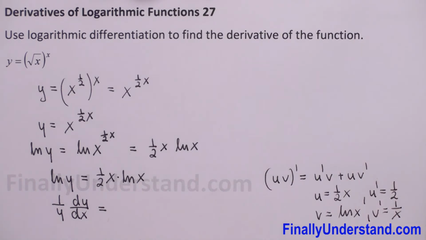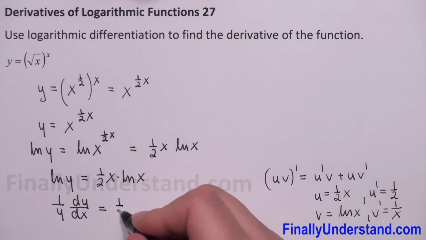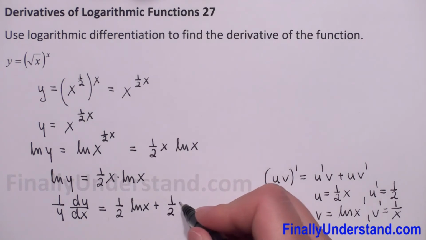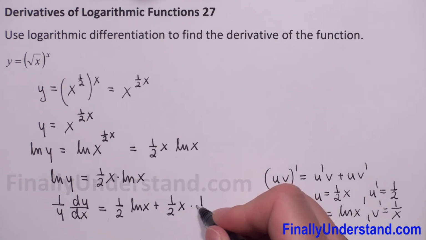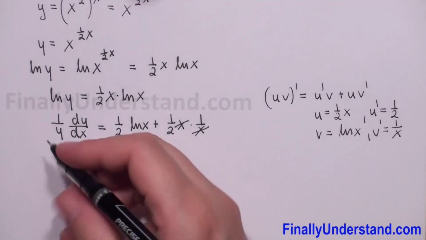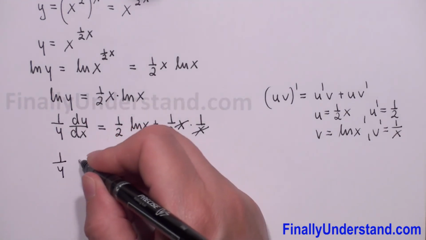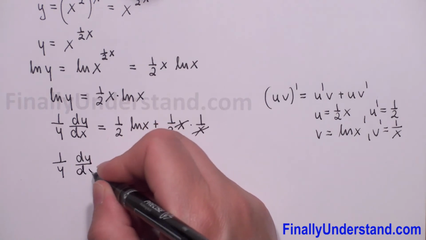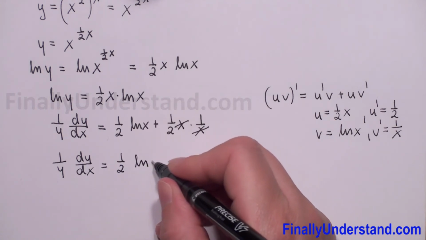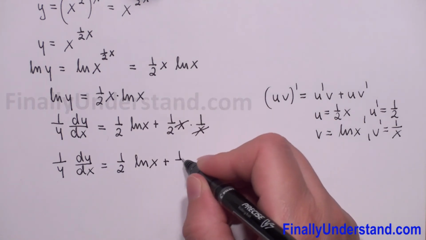So now we have to just substitute, so this formula. So we have on the right side 1/2 times natural log of x plus 1/2 times x times 1 over x. So x and x we can reduce. So we have 1 over y times dy over dx is equal 1/2 times natural log of x plus 1/2.